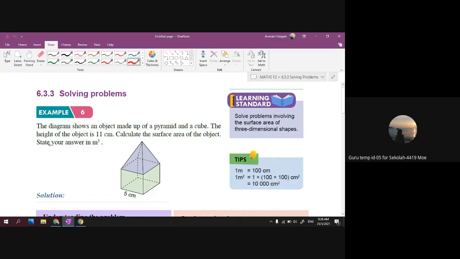So this is the question. The question gives you an object made up of a pyramid and a cube. As you can see here, a combination of a pyramid and a cube. The height of the object is 11 centimeter. Calculate the surface area of the object. State your answer in millimeter square. Meter square, meter square.